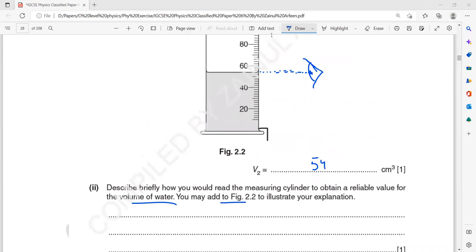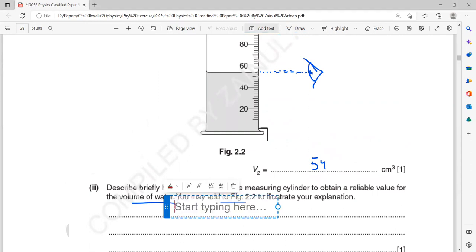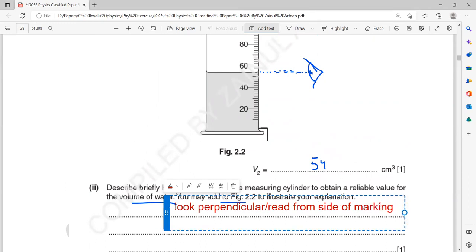You should look perpendicular. You should read from the side of the scale or marking, and read the bottom of the meniscus.